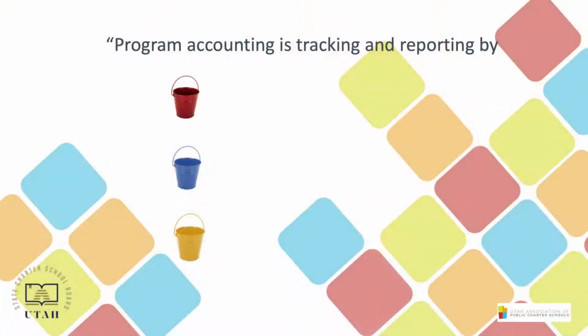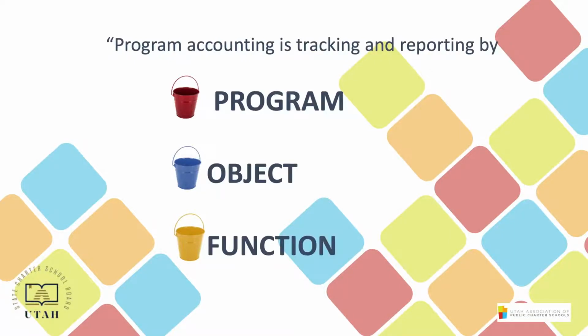This is so all schools are categorizing using the same numerical system. You'll need to make sure that you set up your accounting system and financial reports in accordance with the state's chart of accounts. Just like the financial reports make up the pieces of the financial picture, there are three main components, or buckets, when sorting the finances in program accounting: program, object, and function. We will look at each separately.